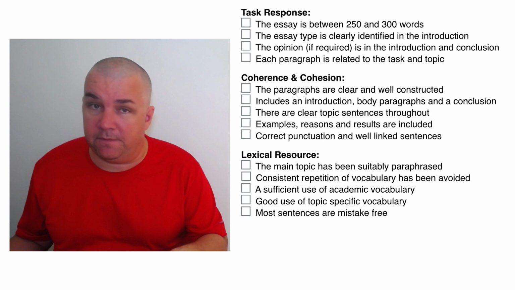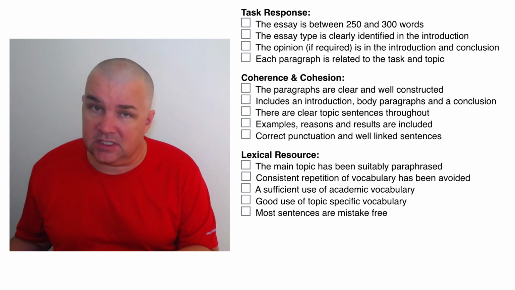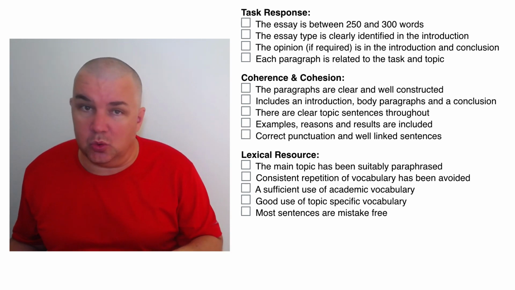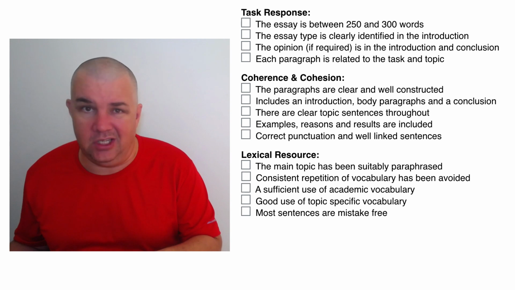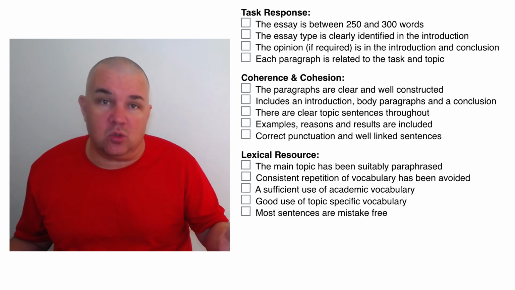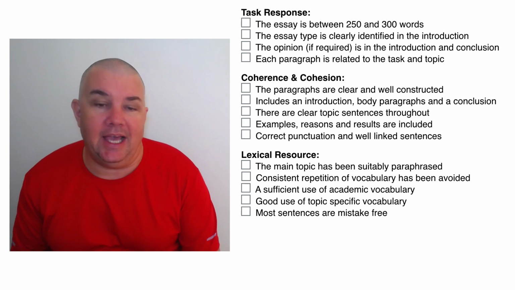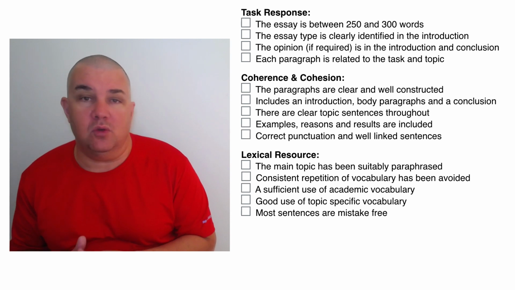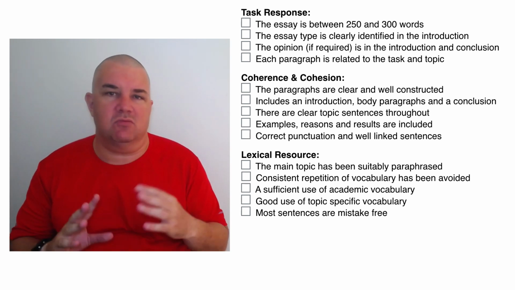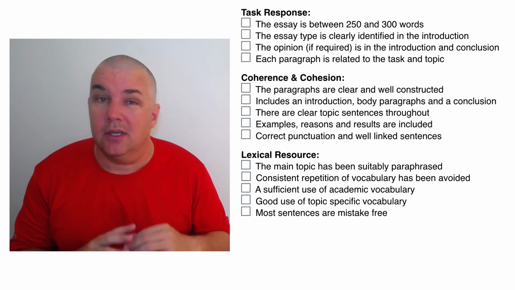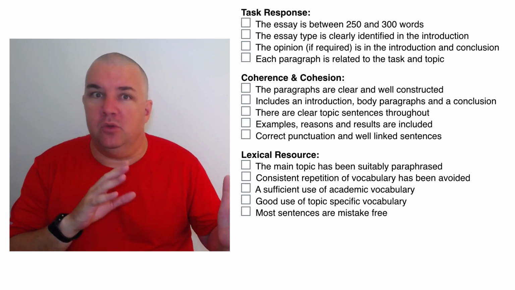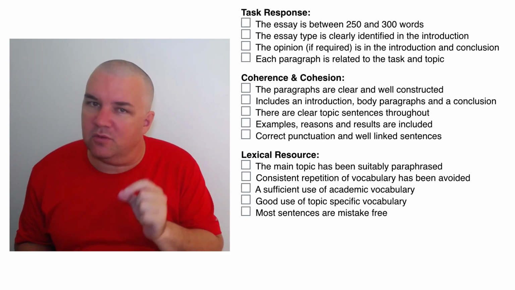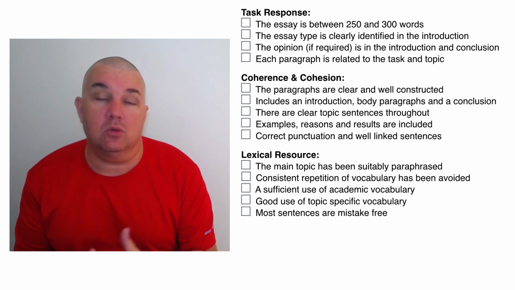Good use of topic-specific vocabulary. So if you're talking about overseas study, you're going to mention things like students, learners, schools, institutions. Okay, study, learning, things like that, specific to that particular topic. And most sentences are vocabulary mistake-free. So you might have one or two vocabulary mistakes, the wrong spelling or the wrong word choice. That's okay. But you don't want it in every sentence. If you have more than half of your sentences with a word wrong in every sentence, that's going to affect your score.